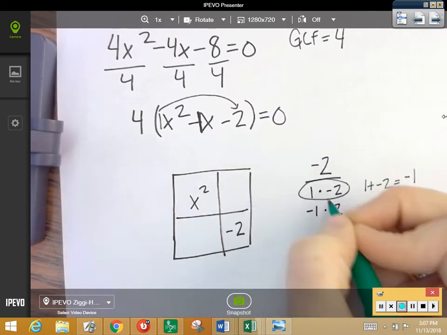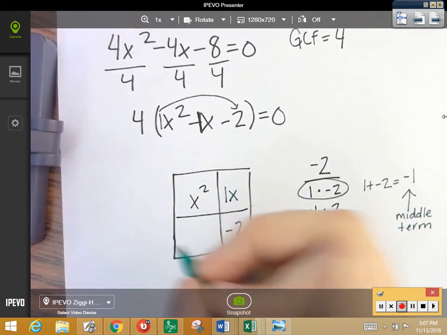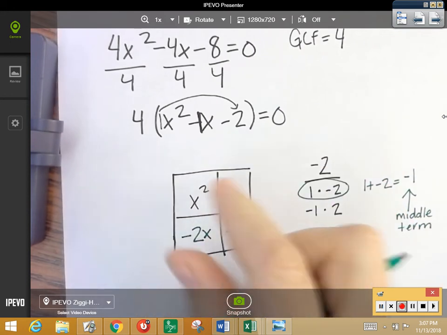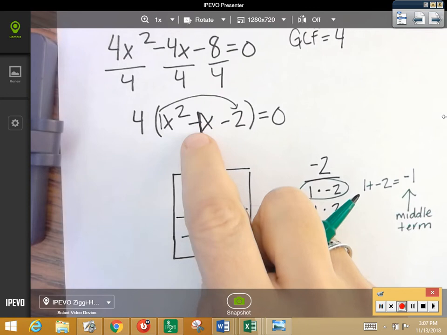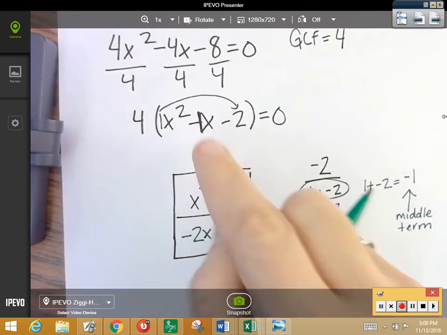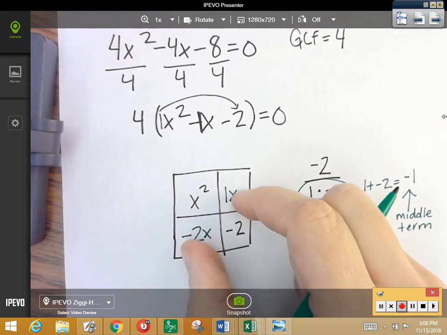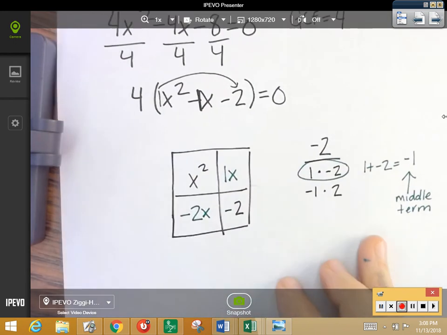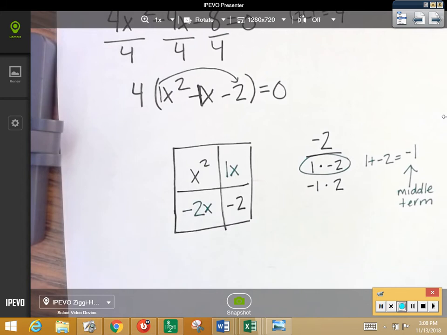And I'm going to put an x by each of these numbers. So 1x and negative 2x. And if I combine these together, I'd be back at negative 1x. So I'm not changing the value or anything. I'm just choosing to split this middle term up into these two terms so that I can fully fill in my box.